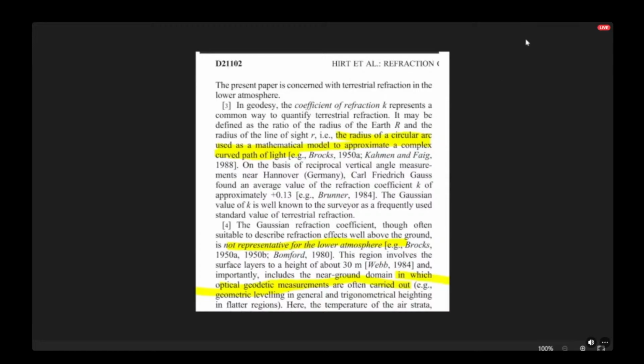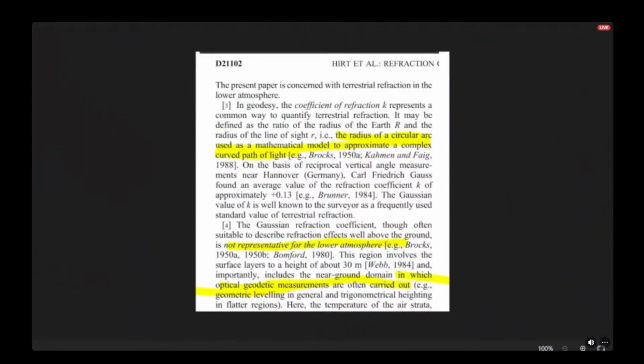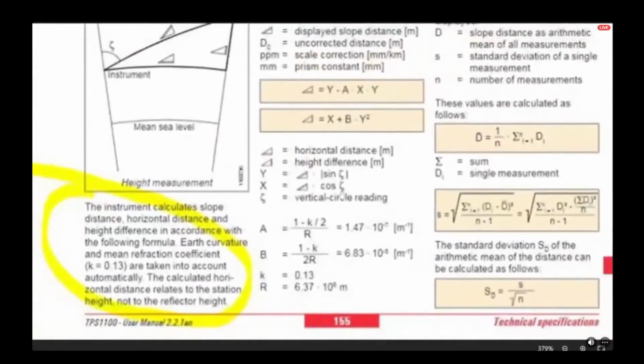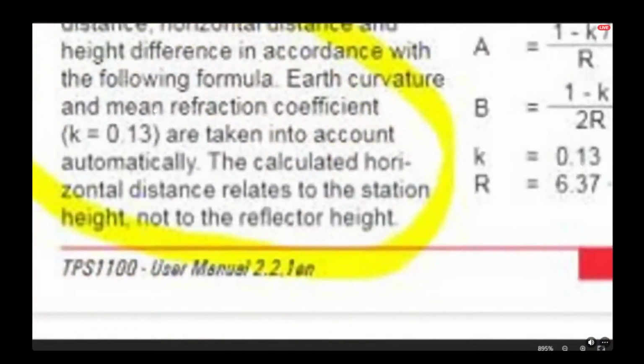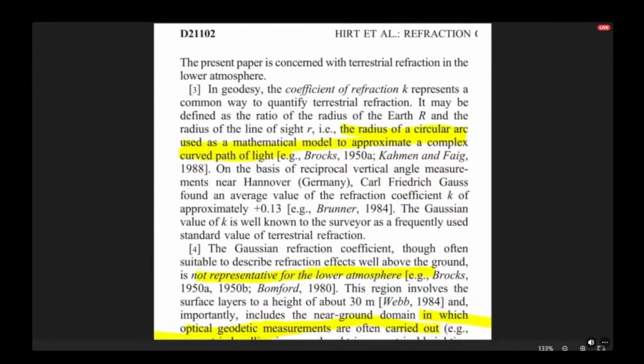And look, the radius of a circular arc used as a mathematical model to approximate a complex curved path of light. So this is exactly where they say this is the domain in which optical geodetic measurements are often carried out. And they said this coefficient right here is well known to cause all sorts of fluctuations. And again, that's already on top of the tools themselves having such wonderful built-in features as automatically calculating Earth curve and mean refraction. So if the tool is set to use this refraction coefficient at this rate, which itself is already invoking the radius of Earth, which is then going to match the measurement when they go to compare it to the radius of Earth. Does anybody else see the problem with this?